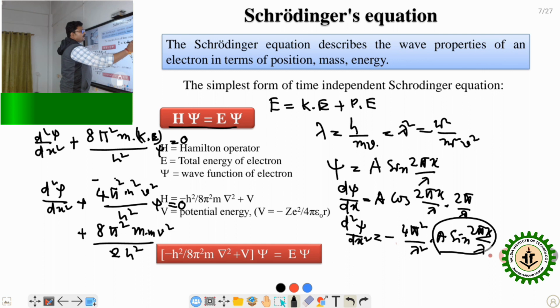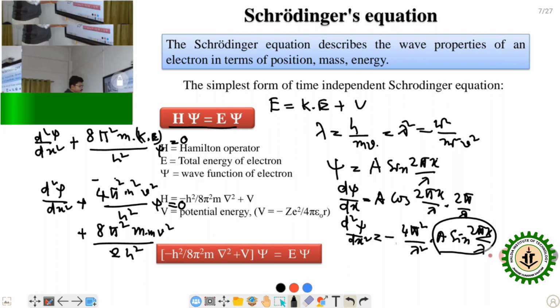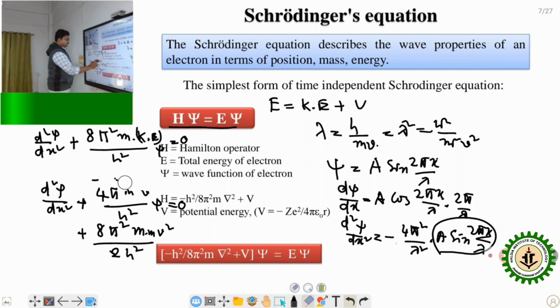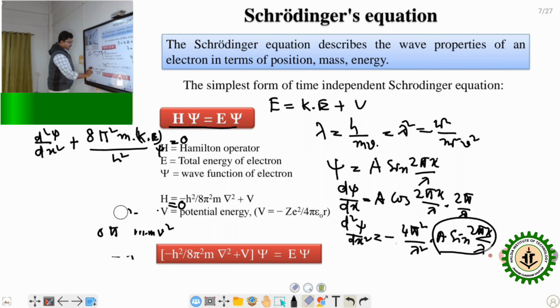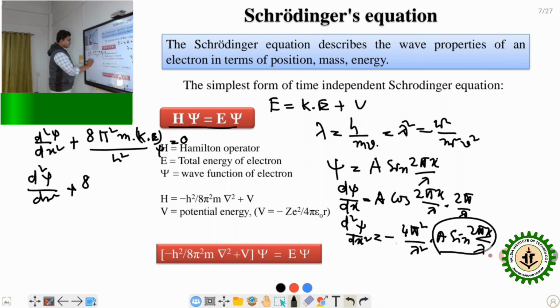We all know the total energy is a combination of kinetic energy plus potential energy, which I can write in the form of V. So my kinetic energy is E minus V. Instead of kinetic energy, now I can write d²ψ/dx² plus 8π²m times (E minus V) divided by h², into ψ.